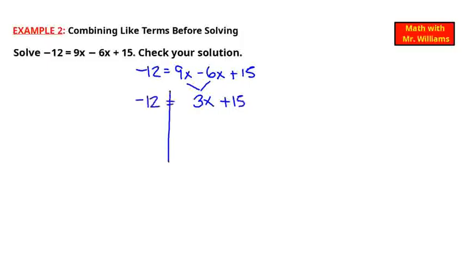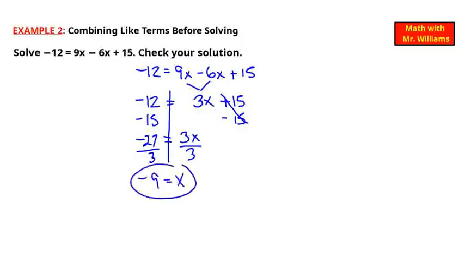Now we're going to go ahead and subtract 15 from both sides. Bring together those like terms of negative 12 and 15, canceling out the 15s on the right, leaving us 3x. Negative 12 minus another 15 is going to give us a negative 27. Now we're going to go ahead and divide by 3 on both sides, leaving us negative 9 equals x for our answer.